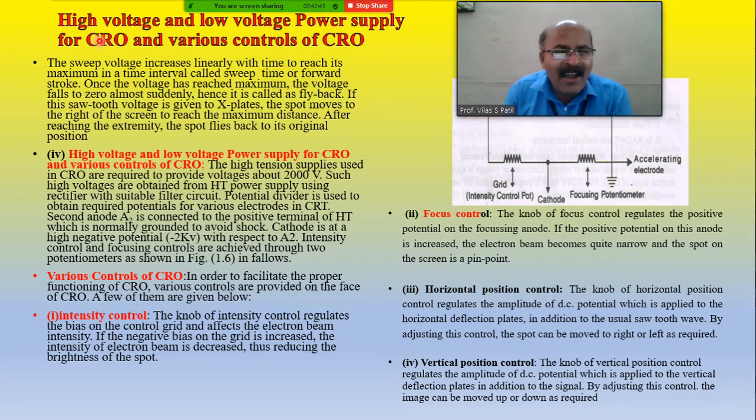What are the high voltage and low voltage power supplies for the CRO, as well as the various controls of the CRO? There are totally four controls: one is the intensity control, which I just explained, then the focus control, horizontal position control, and vertical position control. These four controls are explained here.